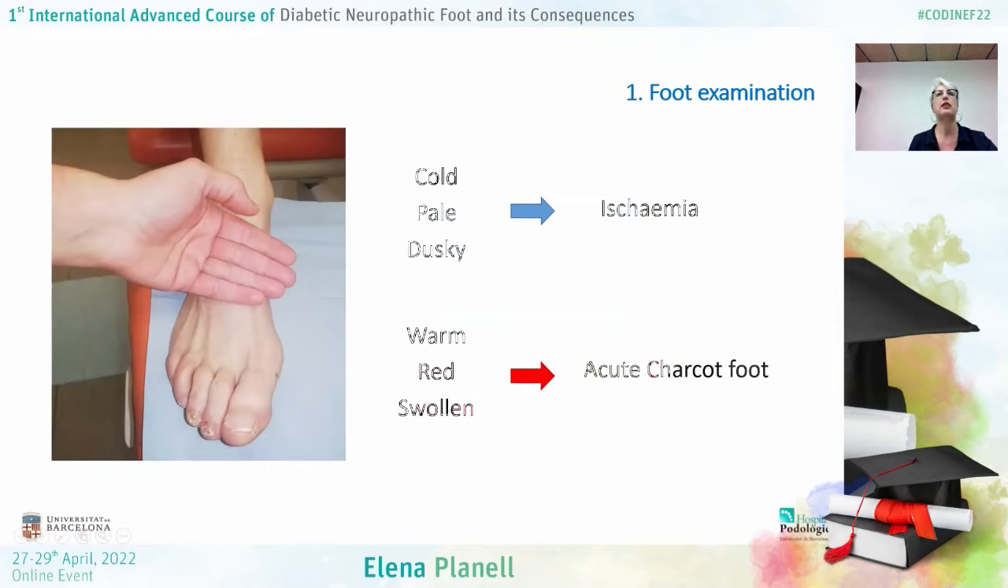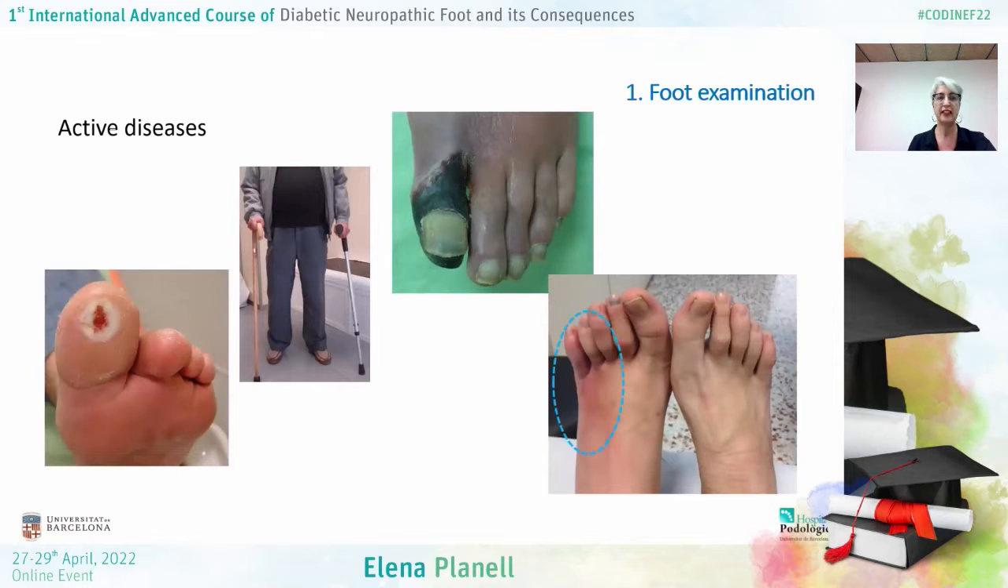Feel the temperature of the feet with the dorsum of your hand. Cold foot may suggest ischemia, and increased warmth with redness suggests inflammation such as acute Charcot foot or cellulitis. Look for active signs like ulceration, rest pain, gangrene, or cellulitis.